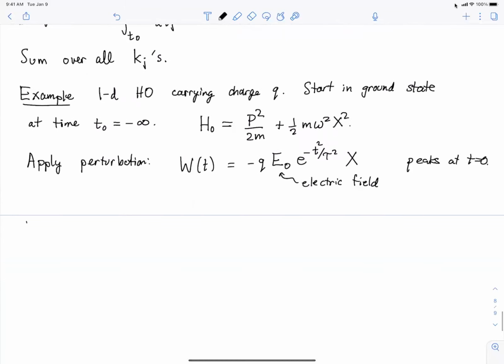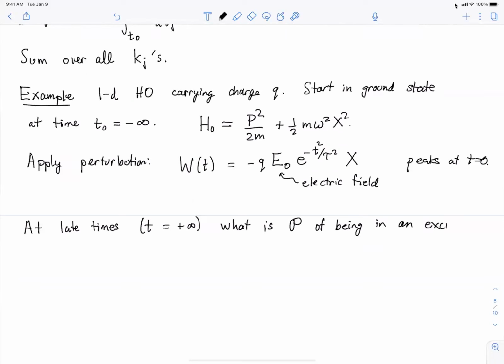So here's the problem. At late times, after the perturbation has turned off again, so that's going to be t equals positive infinity, what's the probability that we find ourselves in some other state that we didn't start in, like not the ground state? So what's the probability of being in an excited state n?